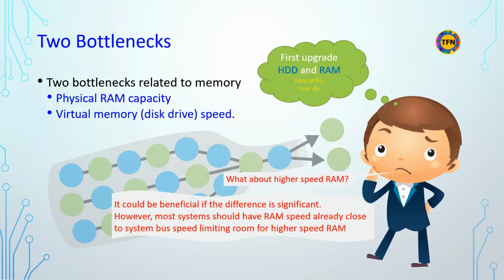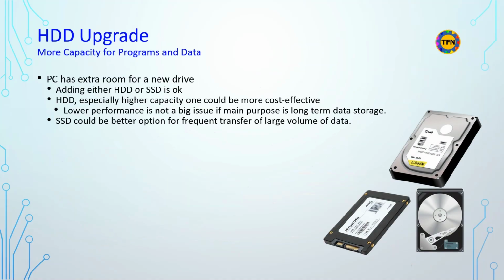Usually, higher speed RAM is out of the question for an old system due to system bus limitation, unless a major upgrade with a new motherboard is under consideration. If the PC has extra room for a new drive, then either HDD or SSD can be added. Higher capacity HDD could be more cost-effective for long-term data storage as lower performance should not be a big issue. However, SSD could be a better option for frequent transfer of large volume of data.